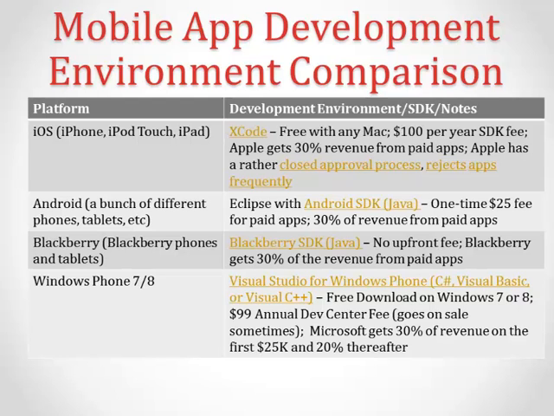Now, Android runs on all kinds of phones and tablets, and the reason it has such a huge market share is you can install it on so many devices, and Google owns Android. They don't charge anything for it, and so it's really a booming market in China. If you're going to develop for Android, you're going to need Eclipse with the Android SDK, which is built in Java. So there's Java again, all over the place. There's a one-time fee of $25 to sell paid apps. After that, Android gets 30% of the revenue.